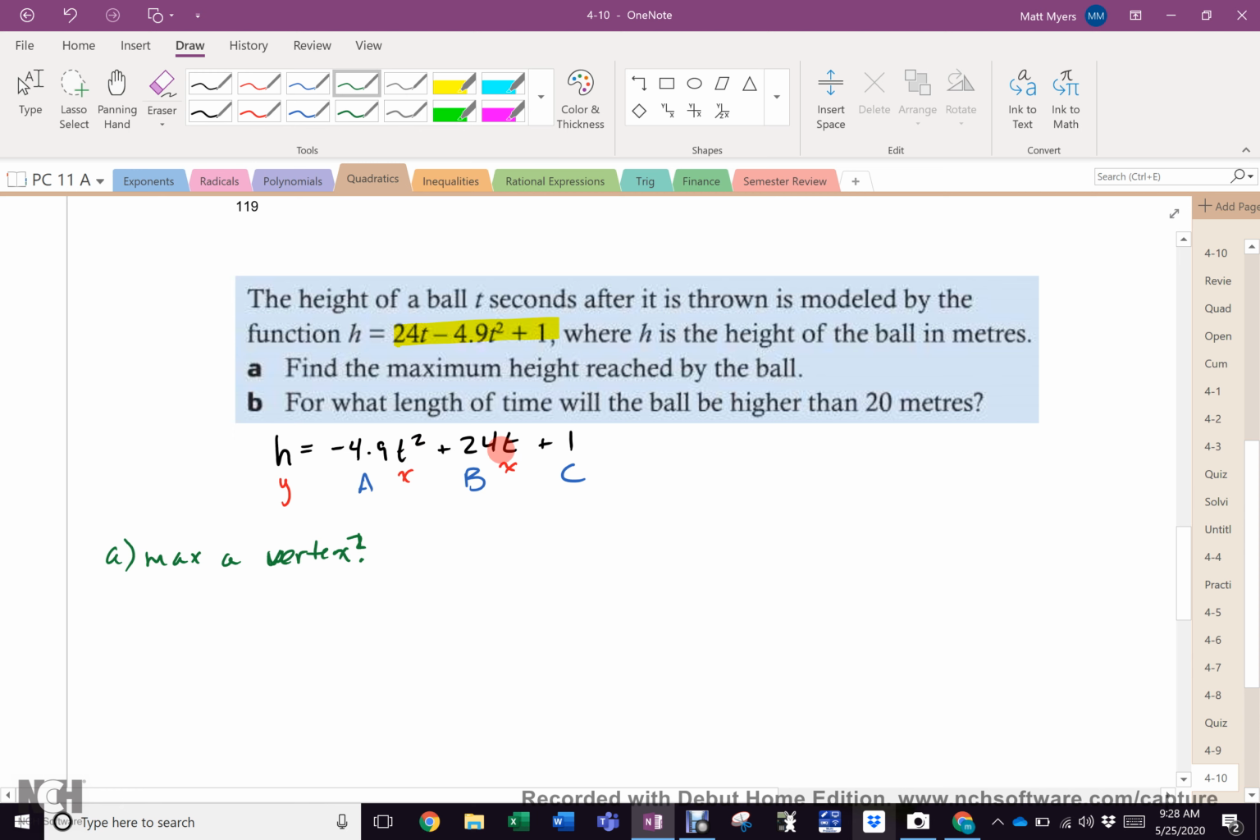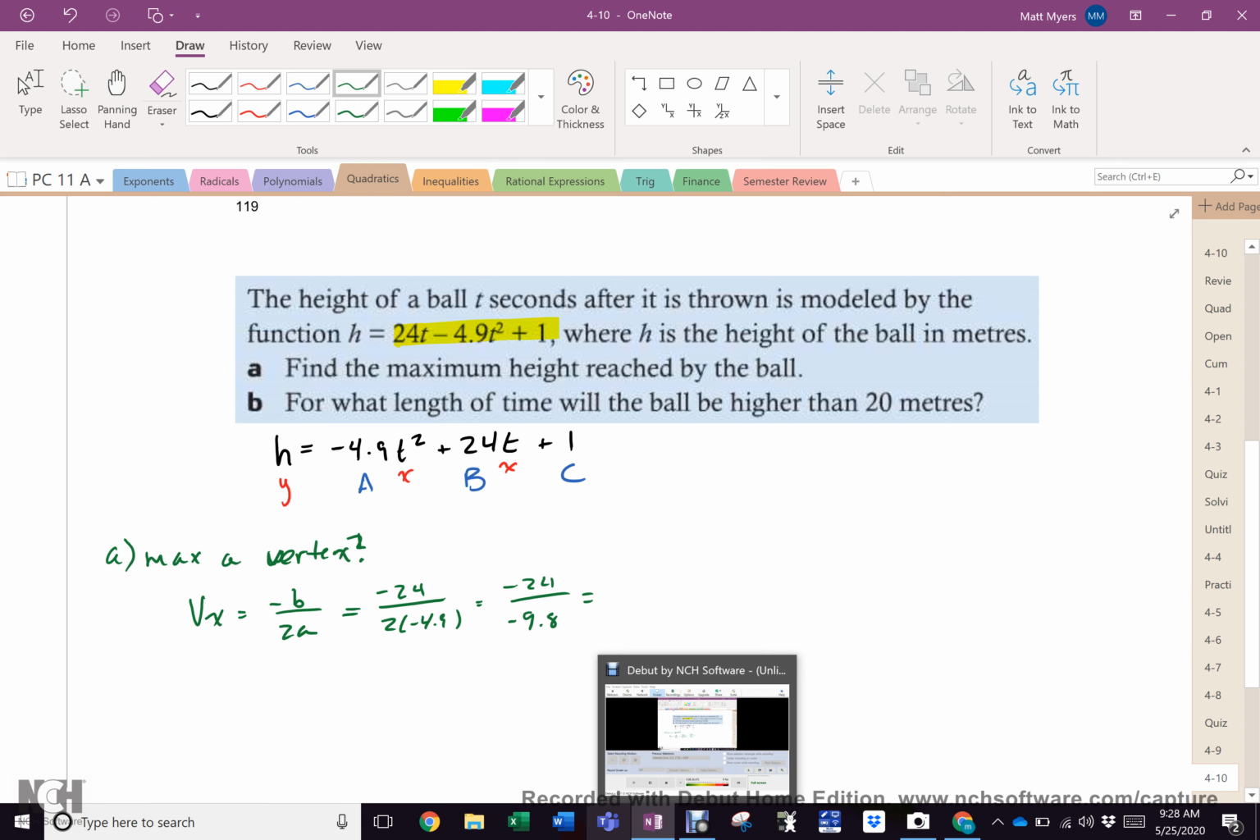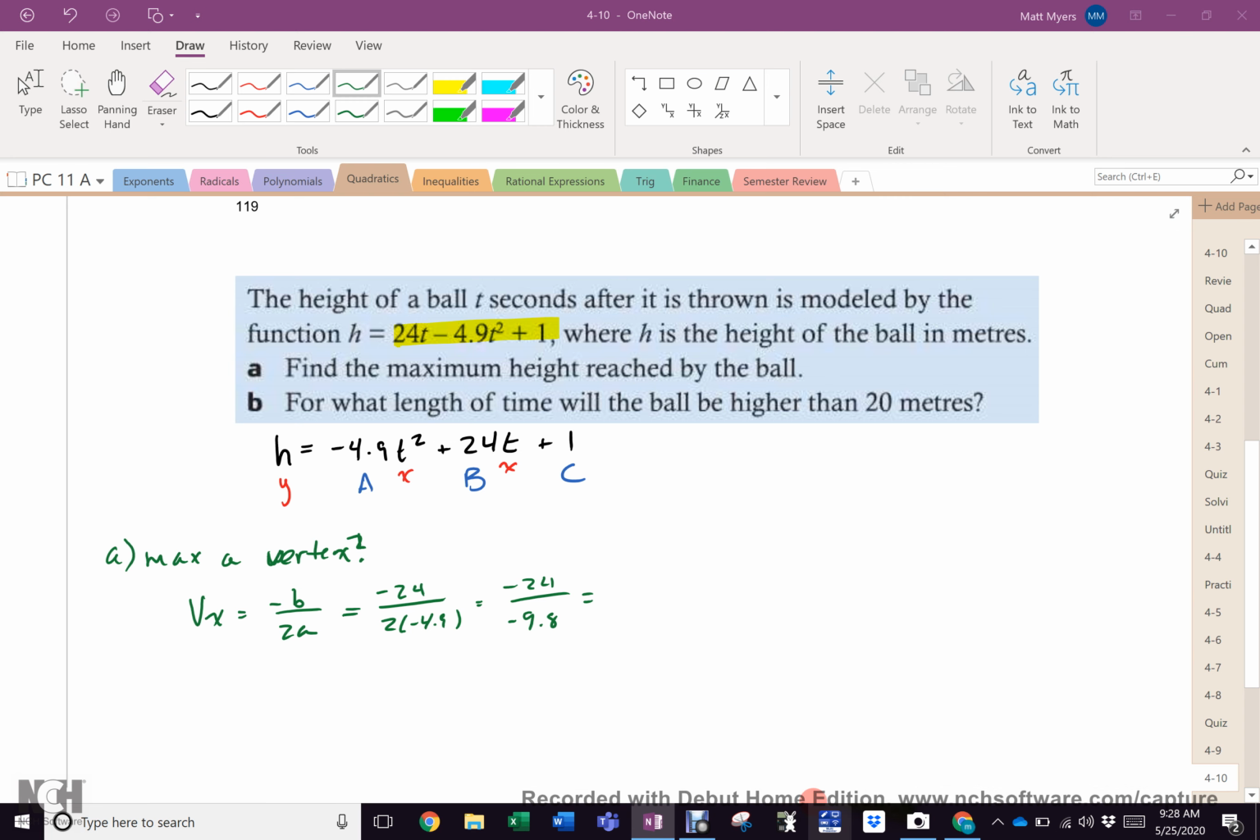Now, finding the vertex usually means putting it into vertex form by completing the square. I don't want to complete the square because that is so ugly. I don't want to deal with a negative 4.9. So I'm going to use vertex x equals negative b over 2a. So that's negative 24 over 2 times negative 4.9, which is negative 24 over negative 9.8, which is, I got to get out my calculator because it's yucky. I don't want to do that in my head.